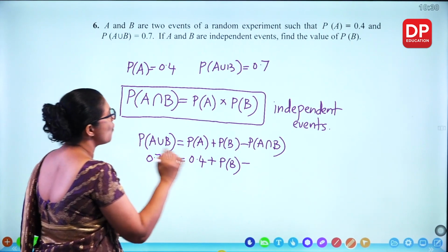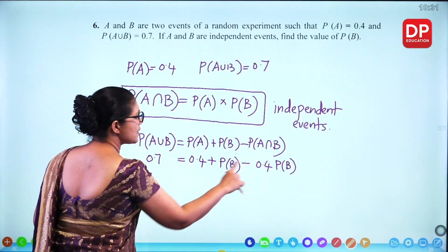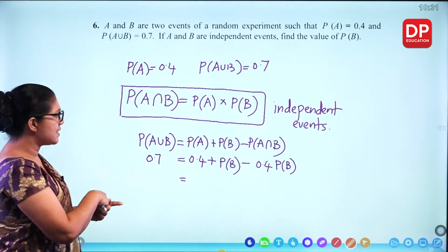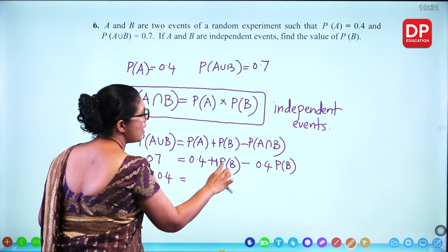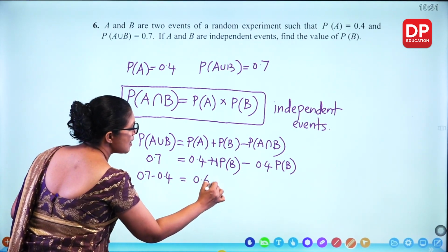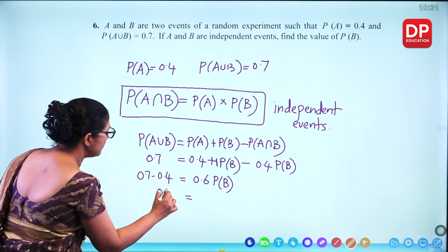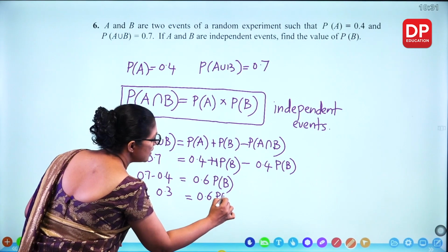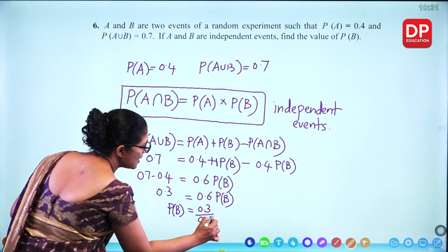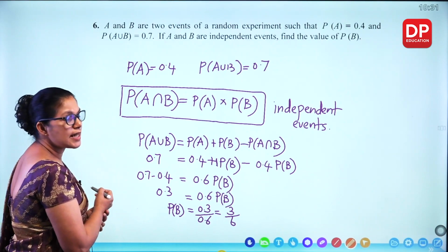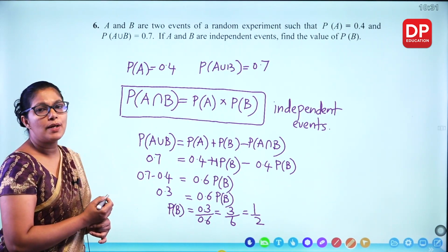PA means 0.4, 0.4 times PB. Now subtract this one, you can take it to this side. 0.7 minus 0.4. Here 1, nothing means 1 minus 0.4. You get 0.6 PB, probability of B. Then 0.7 minus 0.4 is 0.3. Here you get 0.6. So what's PB? Probability of B is equal to 0.3 over 0.6 multiplied by 10. Both numerator and the denominator, you get 3 over 6 or half. So probability of B equals half.